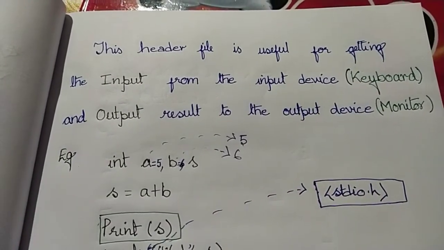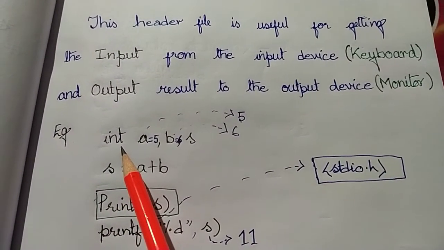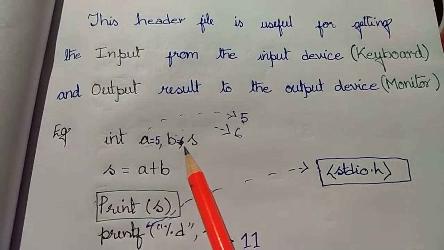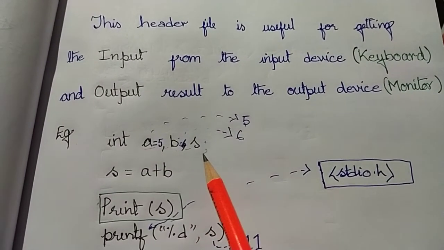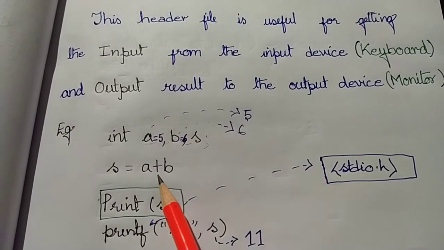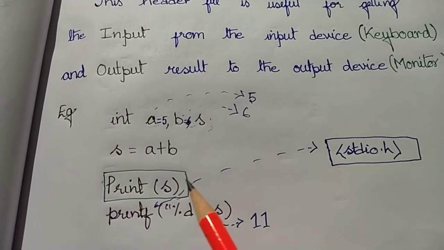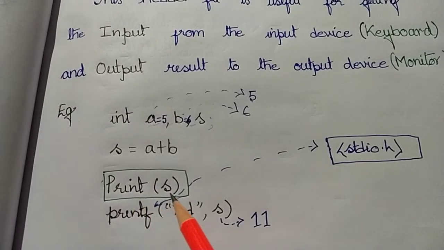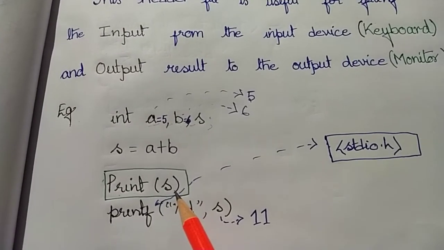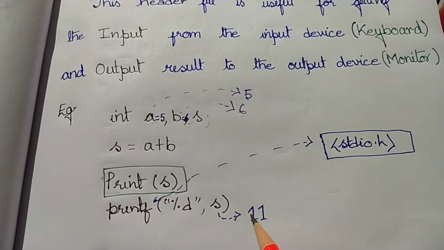For example, to understand this one better, let me give you one example. Suppose you have two variables, A and B, where the value of A is 5 and the value of B is 6, and in S you calculate the sum of A and B, and then you write S is equal to A plus B. After that, like I mentioned, it's no point to write a program without delivering the output. Therefore, I print the value of S. In C, we write printf, we print the value of S, and the output will be 11.